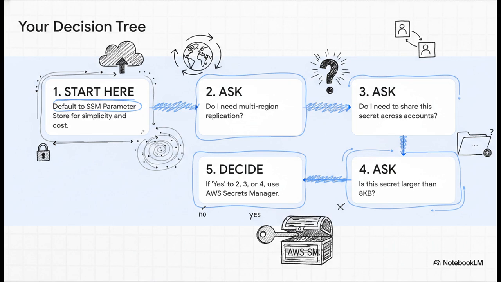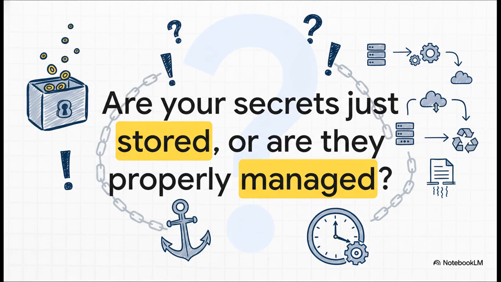Step 1, and this is the most important: always start with SSM Parameter Store as your default. It's simple, it's free, and it does the job perfectly for most cases. Then, for each secret, you just ask yourself 3 questions. Number 2, do I need to replicate this across multiple regions? Number 3, do I need to share this with another AWS account? And number 4, is this thing bigger than 8 kilobytes? If you answer yes to any of those questions, then, and only then, do you reach for AWS Secrets Manager. It's really that straightforward.